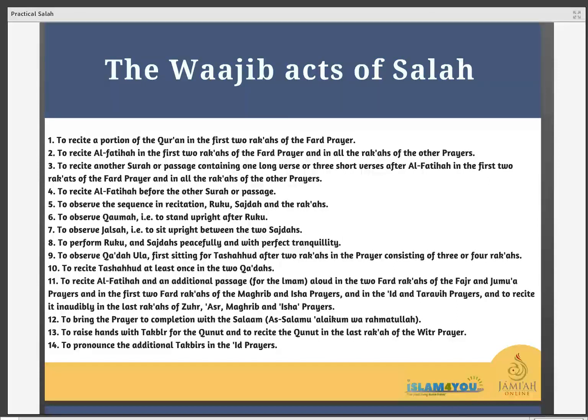Alhamdulillah, in the last presentation, Mawlana Abdullah Jina had taken us through a practical salah. We will now continue from that point. What you see before you is the wajib acts of salah.